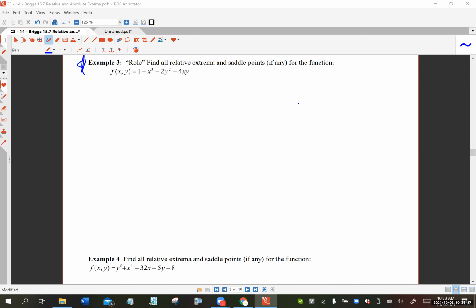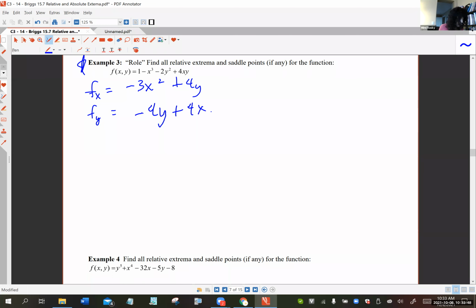So with this guy, to find the extrema and saddle points, I hope you started off by getting your first partials. Negative 3x squared plus 4y was the fx. And I think the fy was negative 4x, excuse me, sorry, negative 4y plus 4x. Okay, now you're going to set both of these equal to 0, and you're going to solve the system.